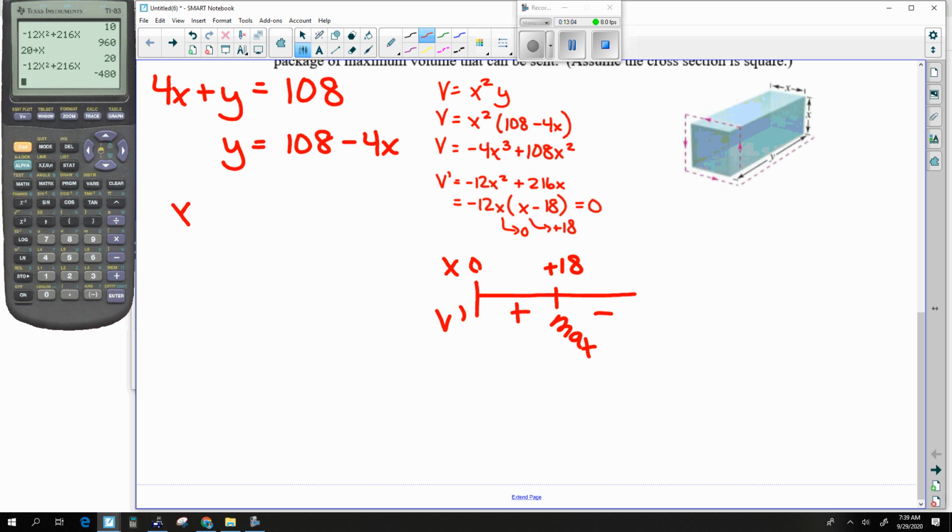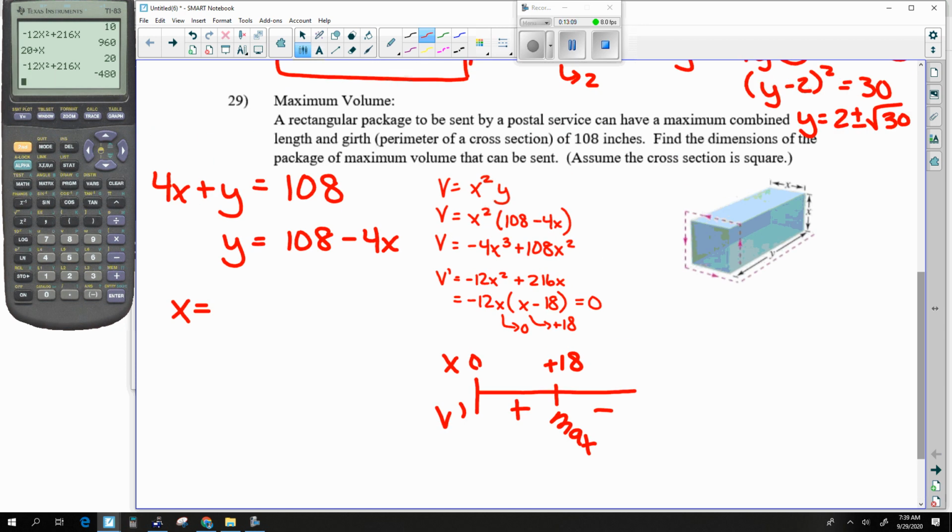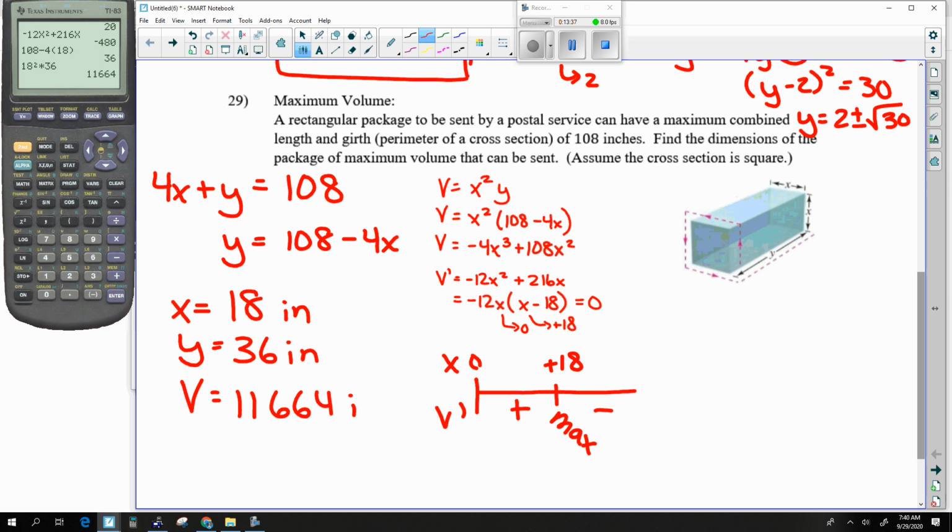So the x dimension of this is 18 inches. That implies that the y is 36 inches, and the maximum volume is 11664 cubic inches.